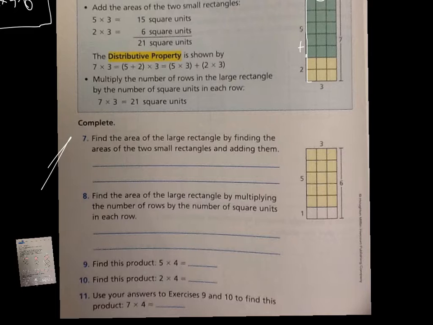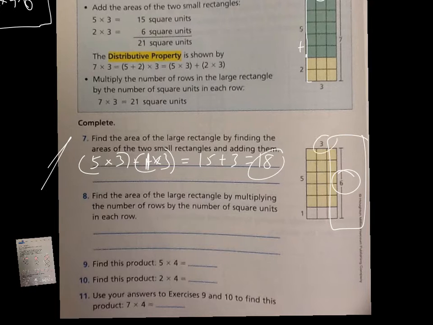So it says find the area, number 7. It says find the area of the large rectangle by finding the areas of the 2 small rectangles and adding them. Well, we know it is 5 times 3 plus 1 times 3 equals 15 plus 3 equals 18. Now, if you're wondering if that's right, look over here on the right and you'll see 6. Take that 6, multiply it by the 3, and you'll get 18.